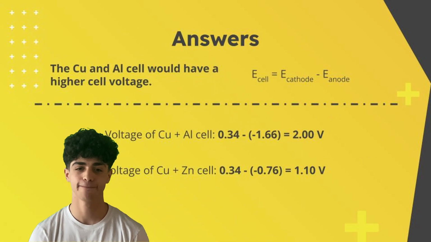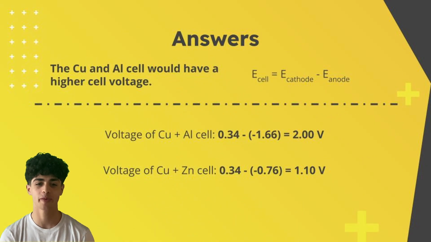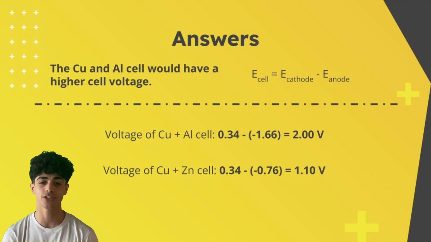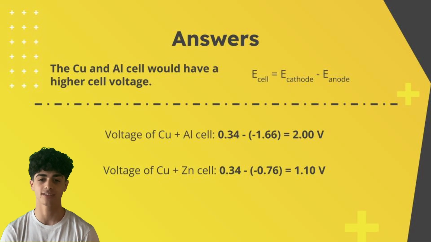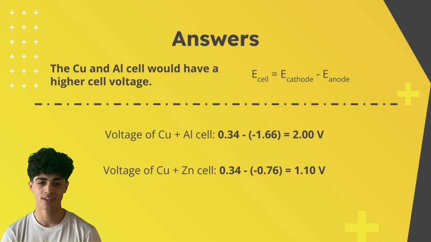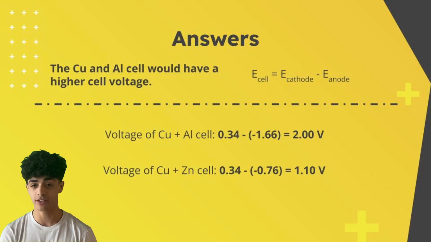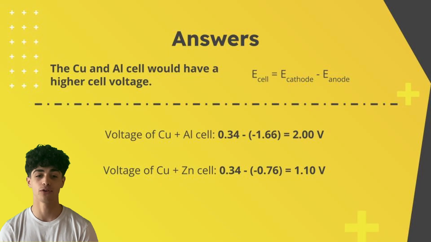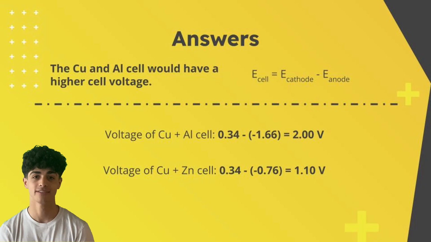Alright, so here's the answer. Did you get it right? If not, it's probably because of this reason. As you can see, the voltage of the copper and aluminum cell was actually greater than the voltage of the copper and zinc cell. So what you might have done wrong is in the equation, you can see that for the anode, you subtract that half cell voltage. And what you might have done was you might have subtracted the voltage itself. But since it's a negative, times a negative, right? That's actually going to add to it. So the bigger the difference between the two half cells is, the greater the voltage is going to be. So that's what you want to look for if you want to check your answers.